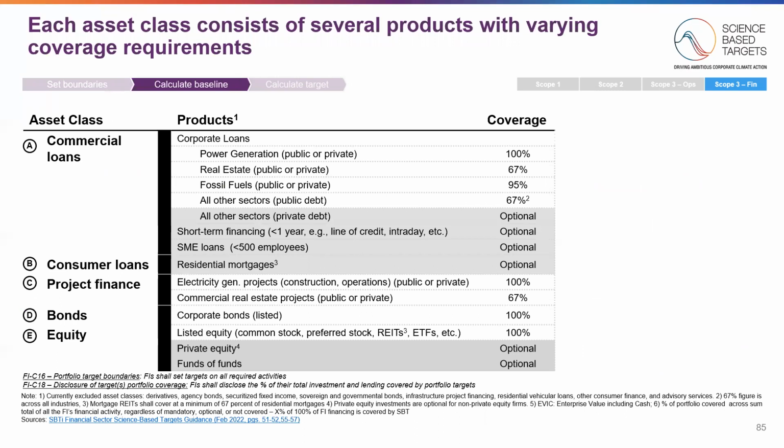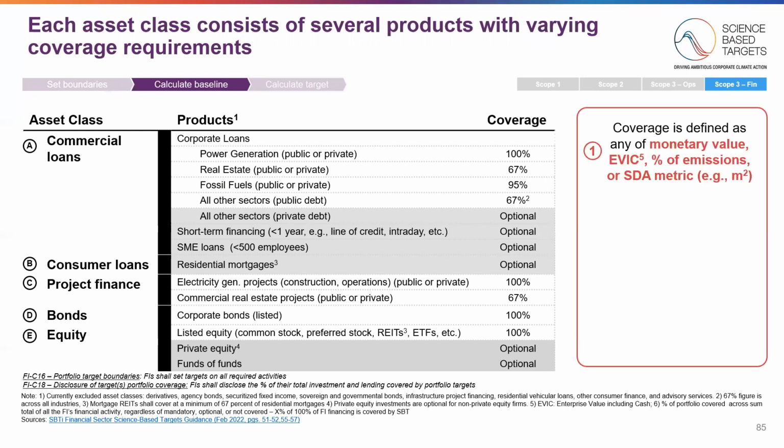The table on this page shows the same asset classes that were shown on the previous slide. The next column shows specific financial products. Note that this table only shows products that are currently required or optional for financial institutions. Excluded products are not listed on this table, but are noted in the footnotes. The last column shows the coverage that is required by financial institutions.